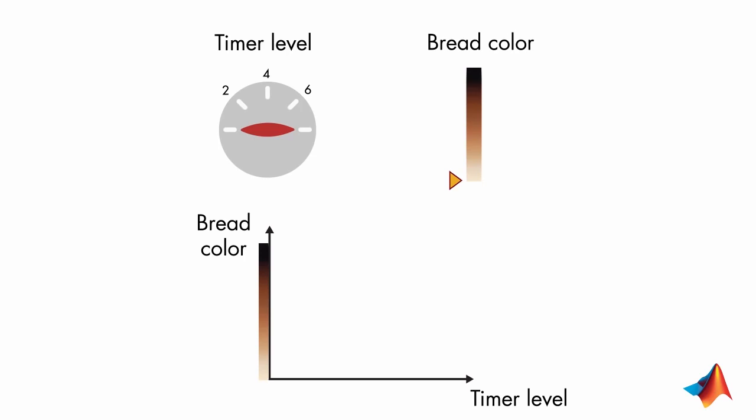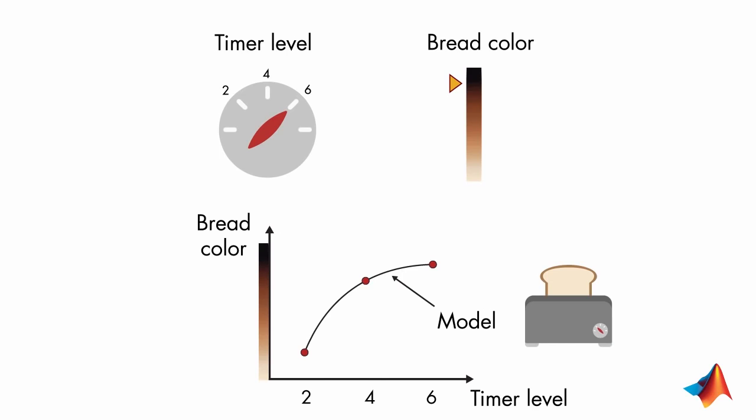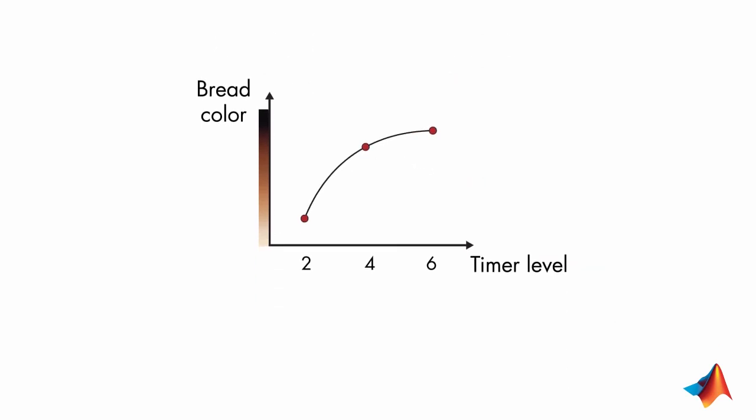Putting a slice of bread in the toaster and setting the timer to a level of 2 gives you, let's say, light brown bread. In the next experiment, for an input of level 4, you get medium brown. And in the last one, your input is 6 and you get a dark brown color. If you now fit a curve through these points, this represents the model of the toaster with the bread at steady state. Remember that you want to find the time setting for your desired bread color.